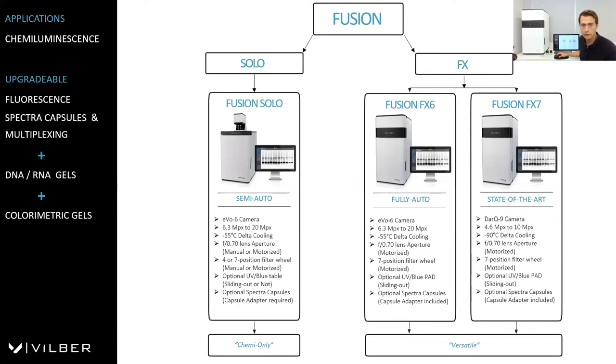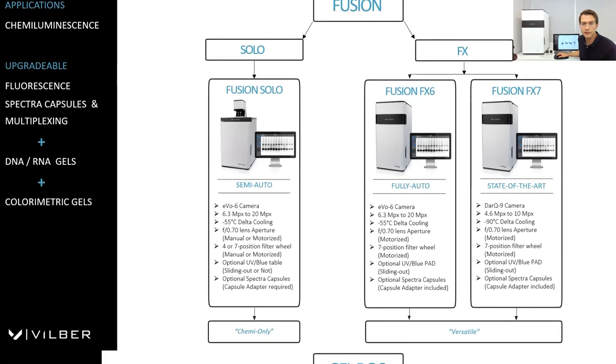There is a cooling down to minus 55 degrees Celsius, which is already deeper than other imaging systems on the market. And then you have the Fusion FX7. If you really care about sensitivity, this is our state-of-the-art Western blot imaging system for chemiluminescence and fluorescence applications. So the Fusion FX systems are versatile and dedicated to chemiluminescence, fluorescence on gels and Western blots.